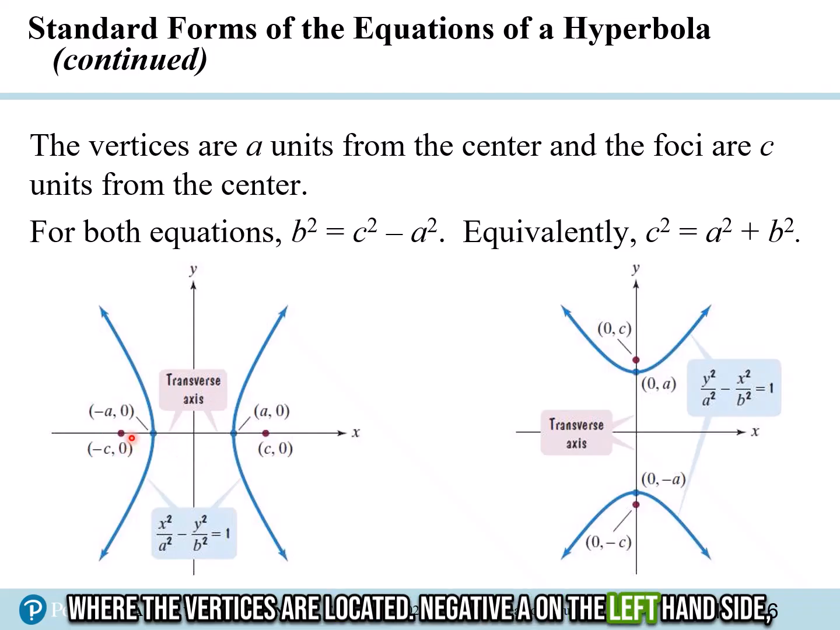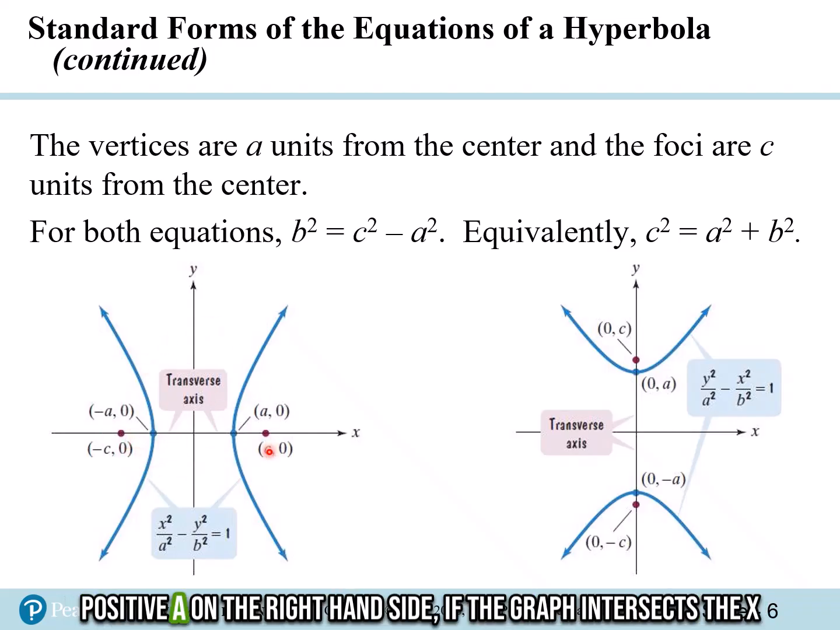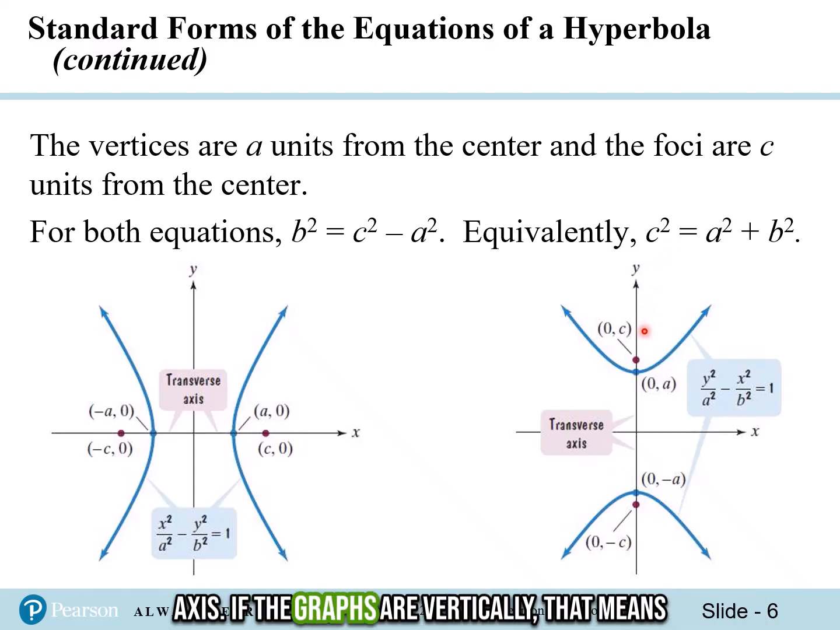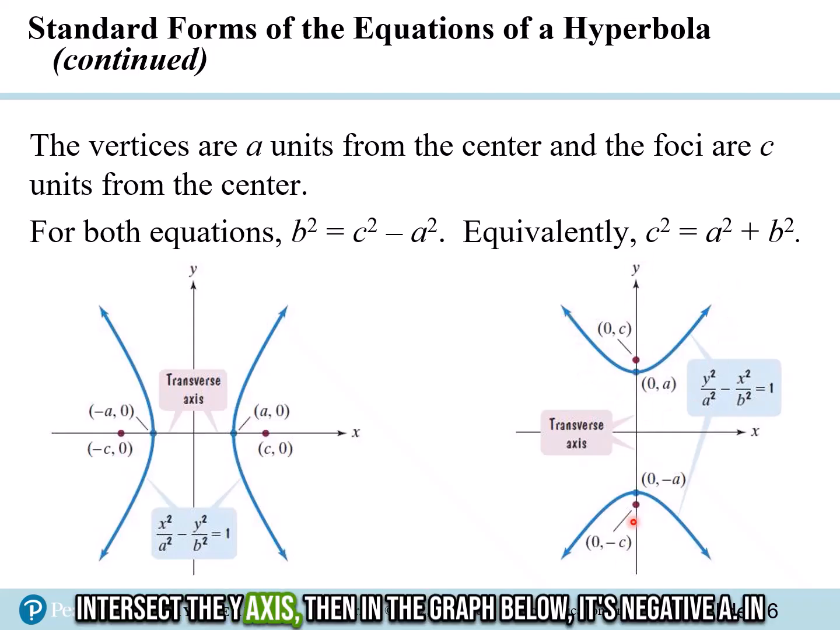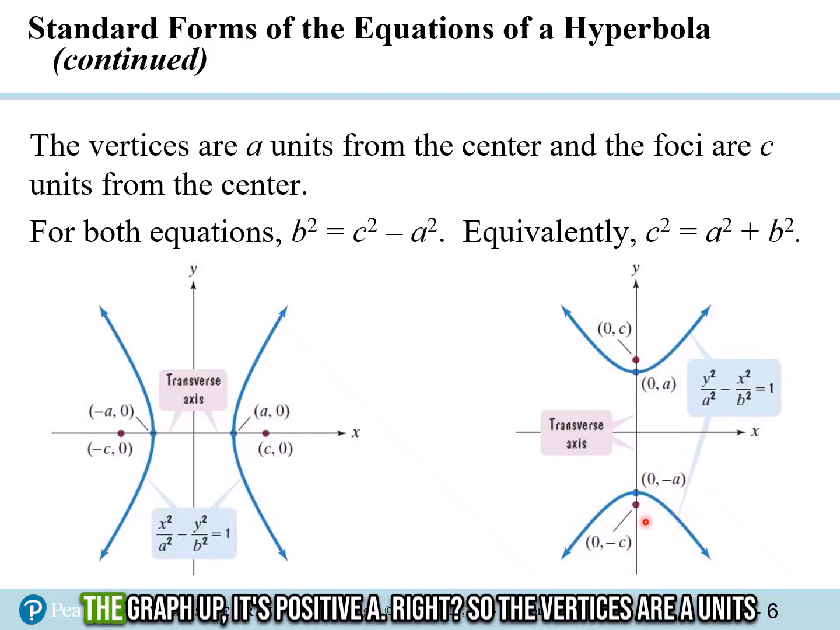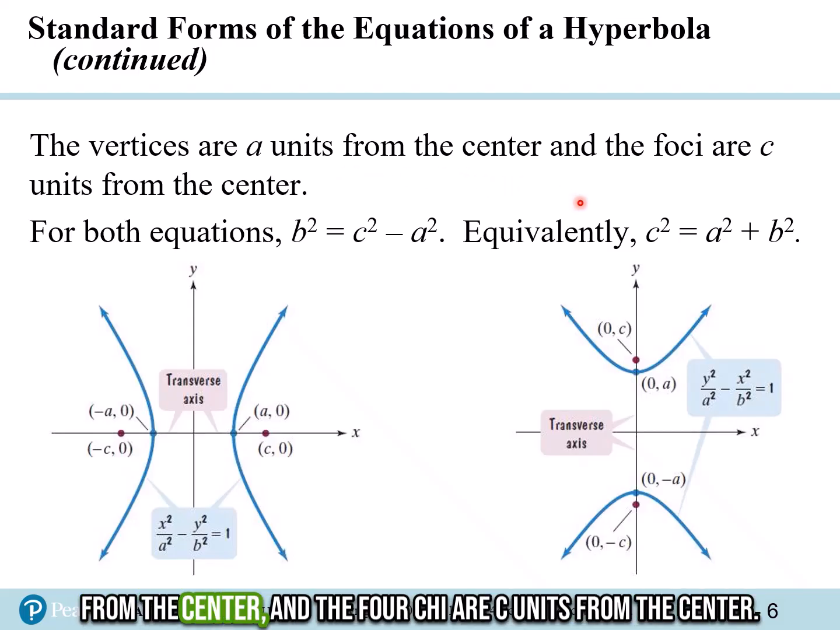Negative a on the left-hand side, positive a on the right-hand side if the graph intersects the x-axis. If the graphs are vertical, that means they intersect the y-axis, then in the graph below it's negative a, in the graph up it's positive a, right? So the vertices are a units from the center and the foci are c units from the center.